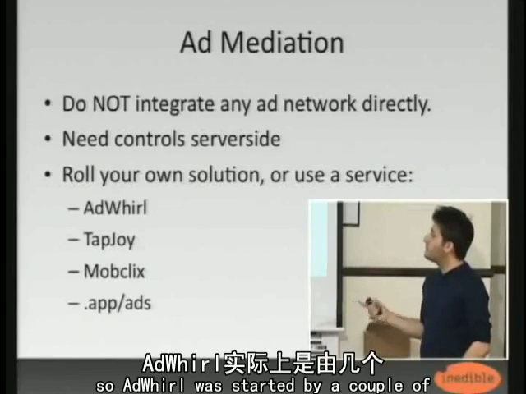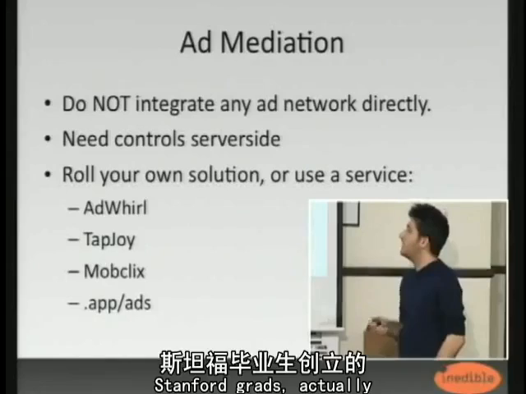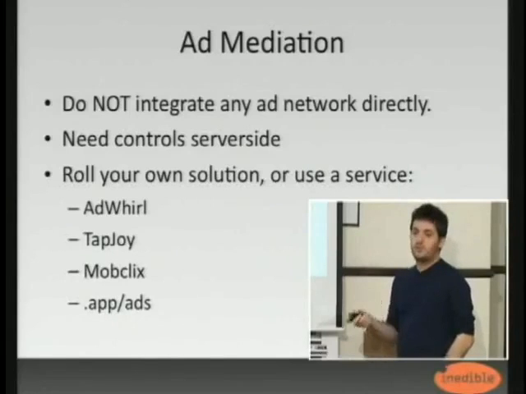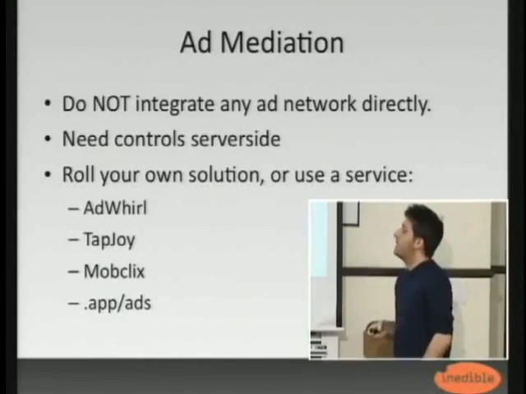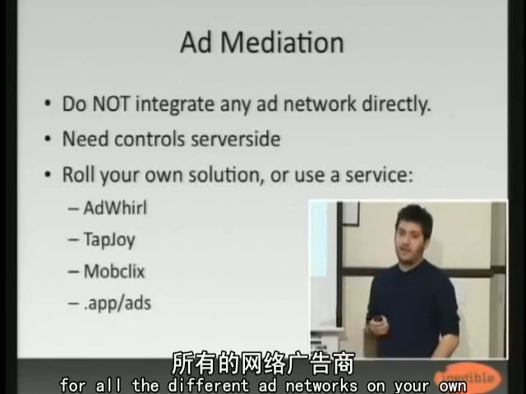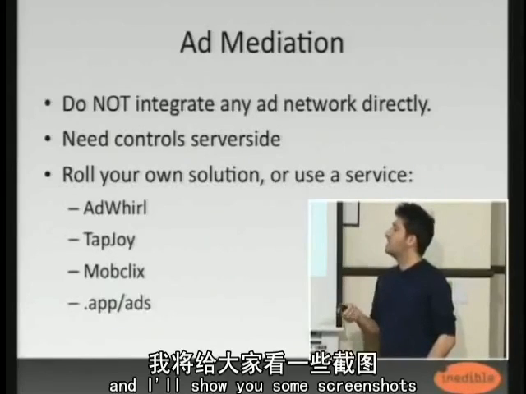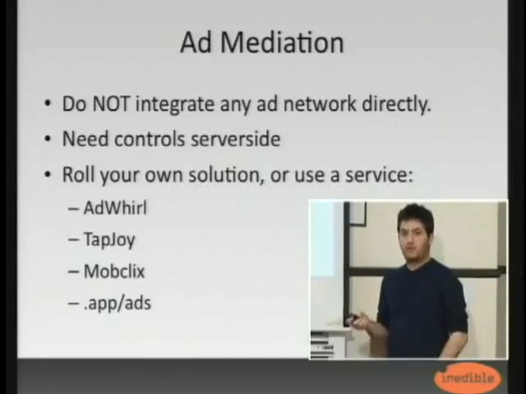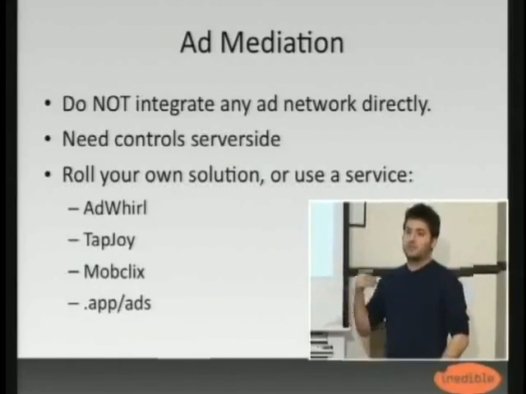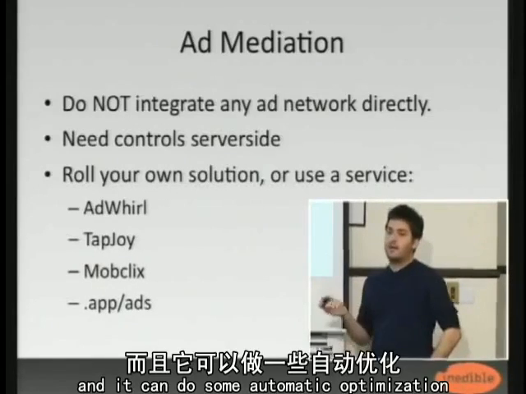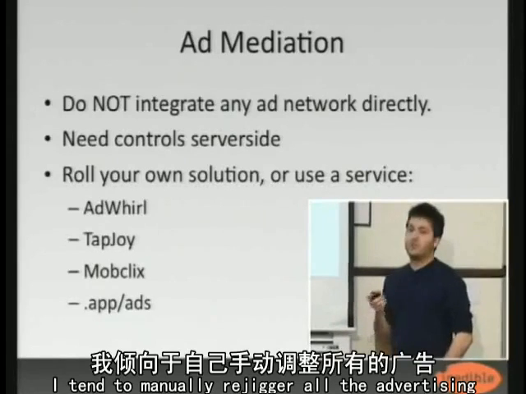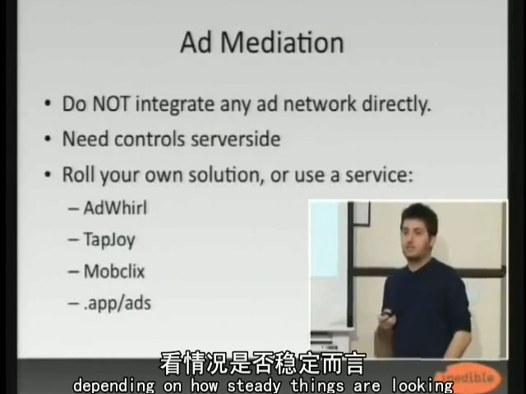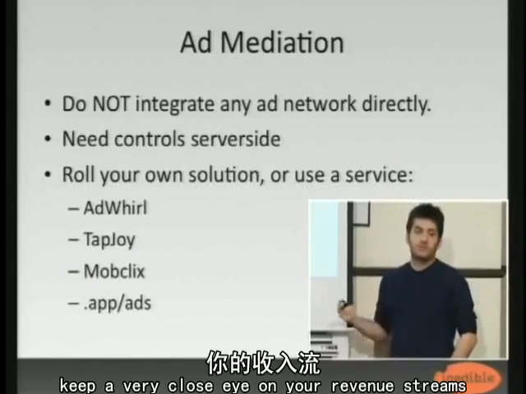AdWhirl was started by a couple of ex-Stanford grads, actually. It was recently bought by AdMob. It's an open source solution. They maintain all the servers, but you can actually write your own server code if you want, and they'll give you that code as well. The way it works is that you sign up for all of the different ad networks on your own, and I'll show you some screenshots of what the interface looks like. Basically you can redirect what percentage of your inventory you want to allocate to different networks. You can set priorities such that if one request fails, it'll roll over to the next, and it can do some automatic optimization. I tend to manually rejigger all the advertising by hand fairly regularly, either on a daily or weekly basis, depending on how steady things are looking. But you should be ready to keep a very close eye on your revenue streams.